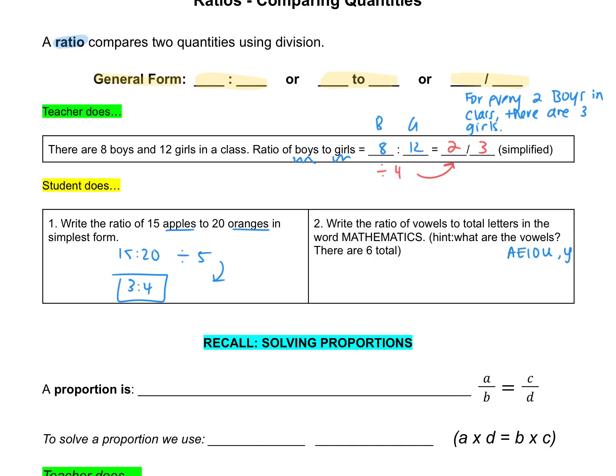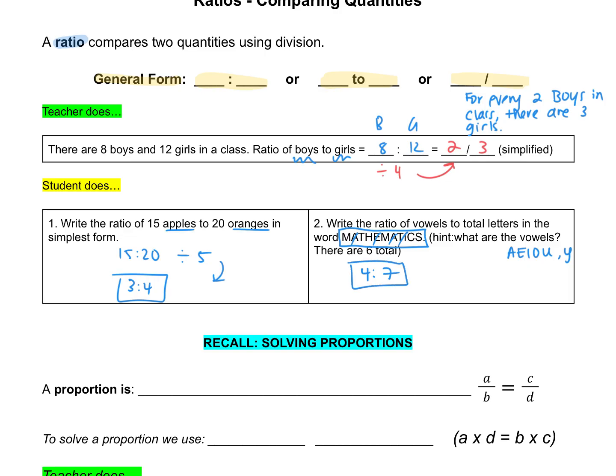Nora, did you count up how many vowels there were? 6. I'm sorry. I should ask a better question. In mathematics, how many vowels are there? So like in this word, how many vowels do we see? 4, right? We have A, E, A, I. So 4 vowels. Oliver, how many other letters are there? How many non-vowels? 7. Great, thank you.